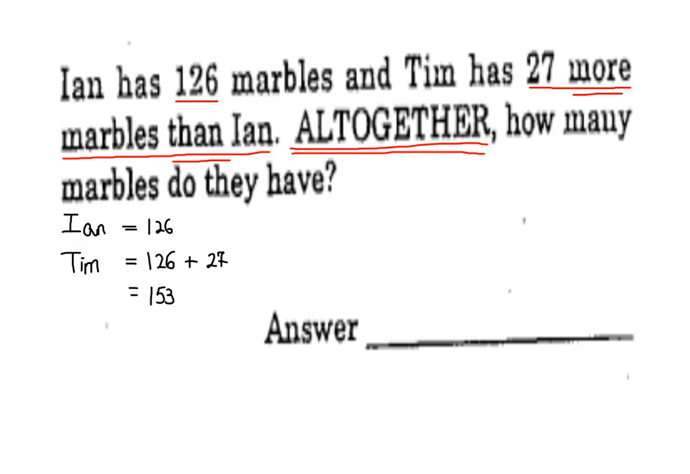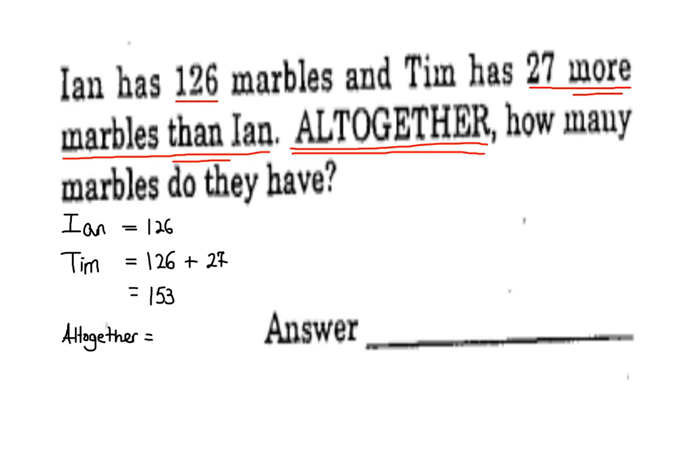Ian has 126. How much do they have altogether? What would you add now to find out how much they have altogether? So think about this again, right? If Ian has 126 and we just worked out how much Tim actually has, Tim actually has 153 marbles. If they come together and they put all into a big bottle, how many marbles do you think they would have altogether? How would we figure that out?